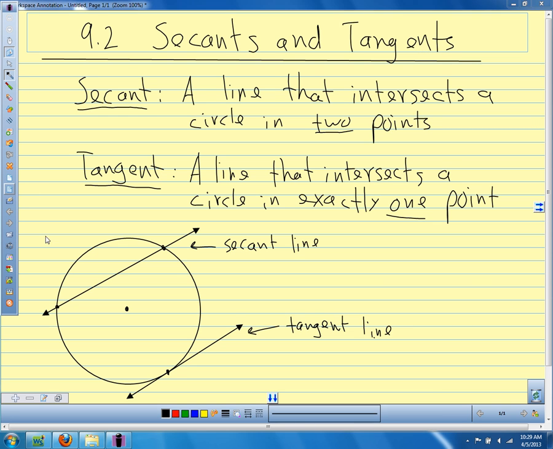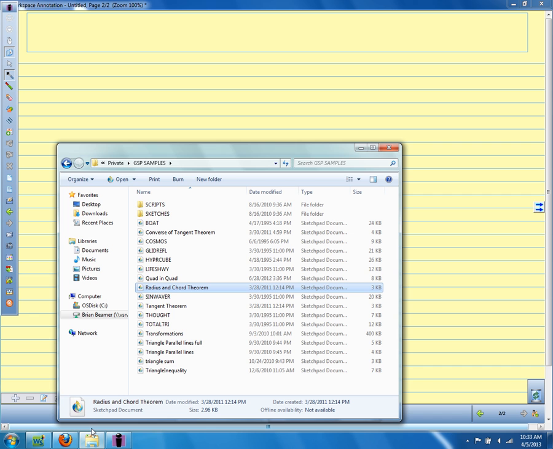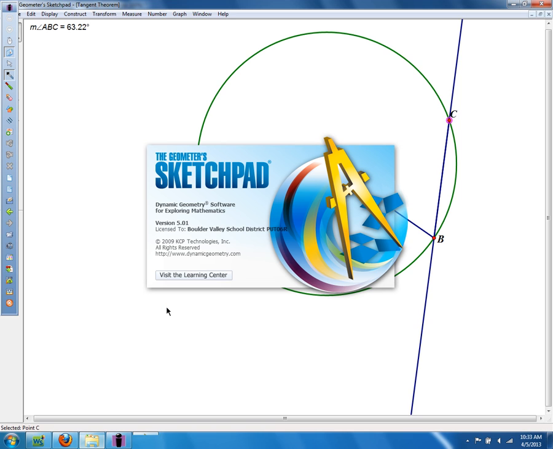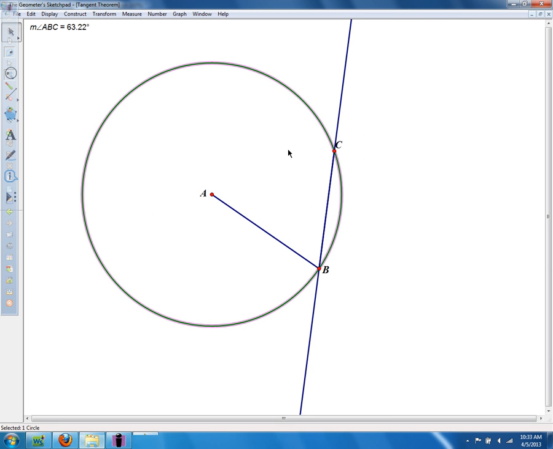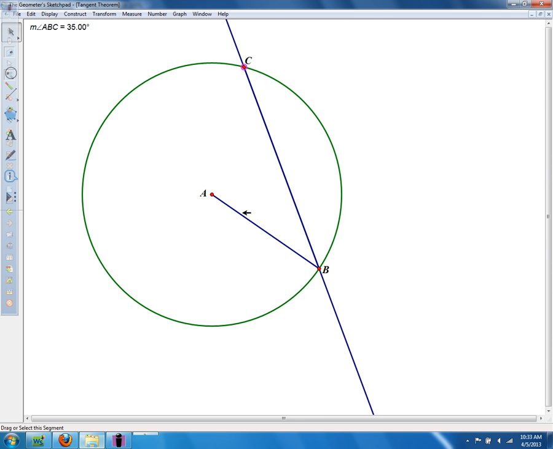So let me grab this. I have a little demonstration so we can make a prediction about what's going to happen. What we have with this demonstration is a circle. Right now we have a secant line that goes through the circle, and segment AB is a radius. We'll draw a picture in just a second. This is just to get an idea of what we're talking about. And we have the measure of angle ABC, the angle between the secant line and the radius.